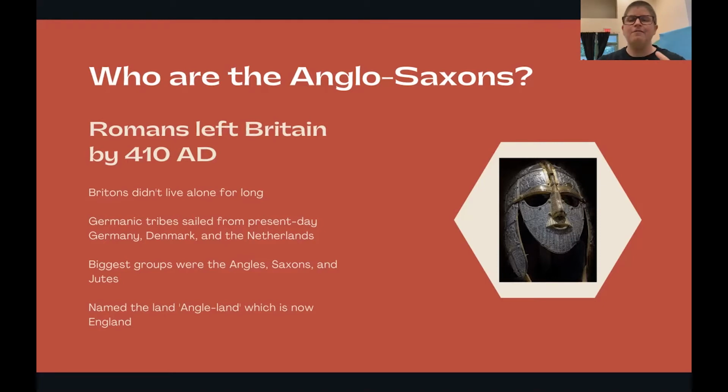When they left, they left some infrastructure, but they left a power vacuum. No one's really in control anymore. The Britons thought they'd get a reprieve from being the conquered people, but they weren't left to their own devices very long. Different Germanic tribes make their way over to Britain, and these are going to be the Anglo-Saxons. The big ones are the Angles, Saxons, and the Jutes. These are peoples from areas that are modern-day Germany, Denmark, and the Netherlands. They named the land Angleland, which is how we get the name England.